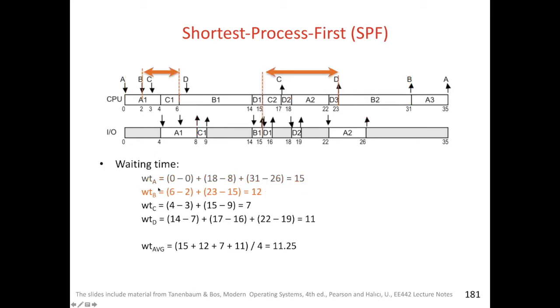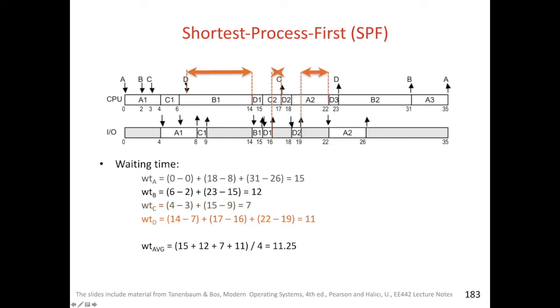Process B enters the ready queue 2 times. It waits there for 6 minus 2 the first time and 23 minus 15 the second time. So the total waiting time is 12 for process B. Process C enters the ready queue at 3. It is chosen for execution at 4. The difference is 4 minus 3. Then it enters the ready queue at 9. It is chosen for execution at 15. 15 minus 9. The sum is 7.